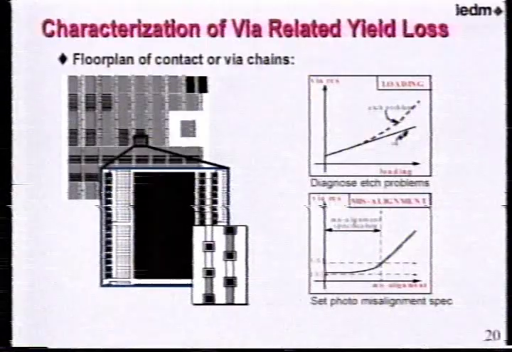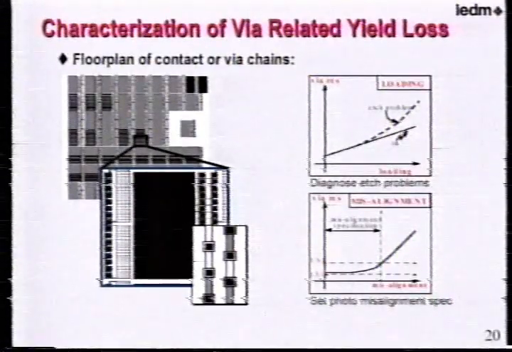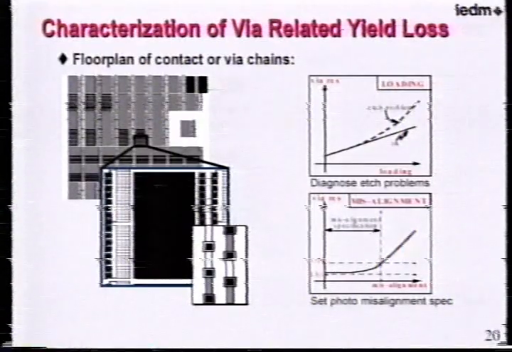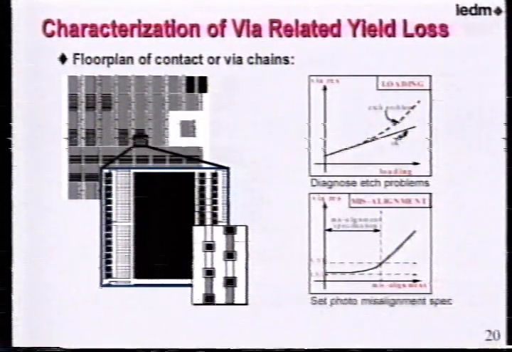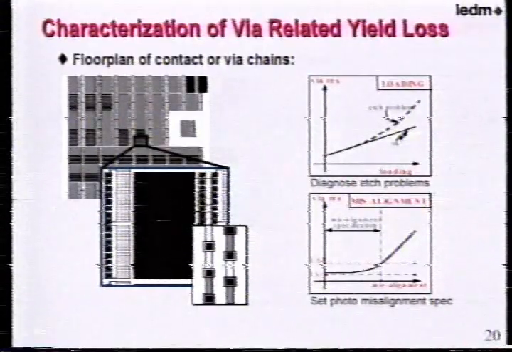What is more interesting is a graph like this. Consider a factor called loading. Loading is just the inverse of essentially pitch. That is, how densely are the vias packed. And if you look at the resistance, what you will find is that it should have behaved in a linear fashion in a via chain. It doesn't. It gets super linear. This is not surprising to you again, because there are photo and etch loading effects that you are seeing, essentially.